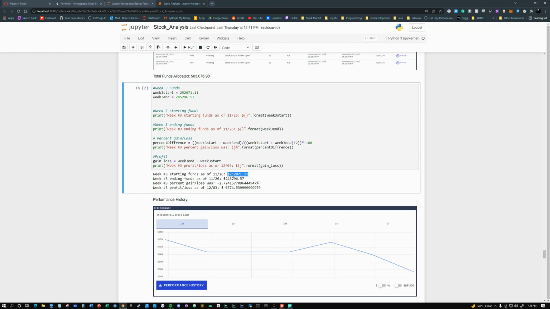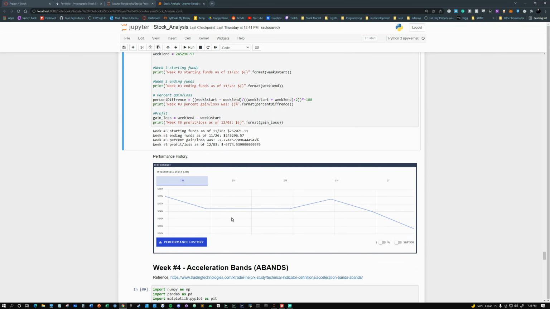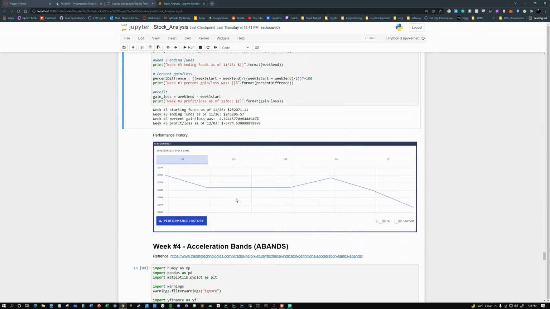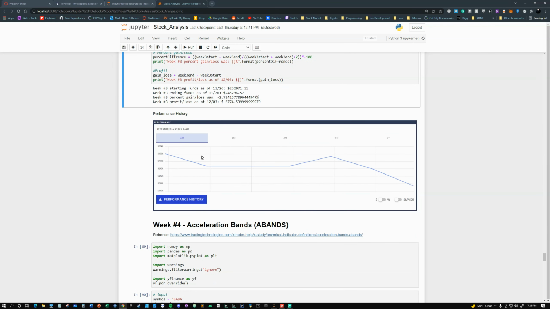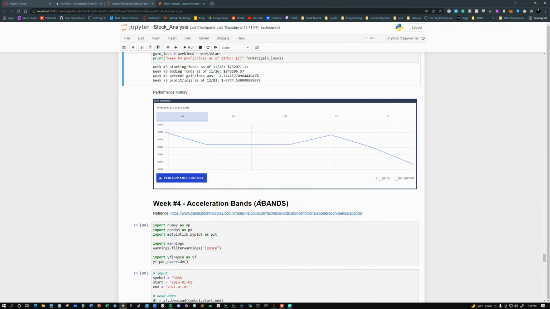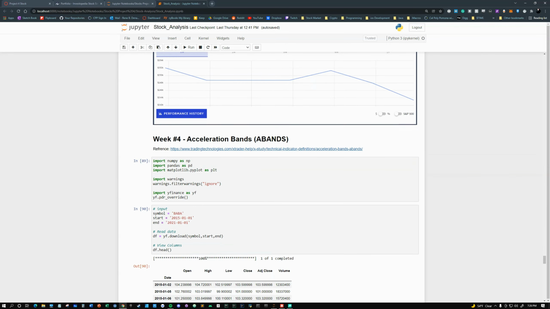And here we have from week 2 that our starting funds was 252,071, and then we ended week 3 with 245,296, which essentially puts us in the negative. In terms of percent, we went negative 2.72 for this week, which translates to negative 6,774 for week 3. Yeah, so this is essentially where we lose the momentum. Here is a performance chart for that. And now we'll move on to week 4.